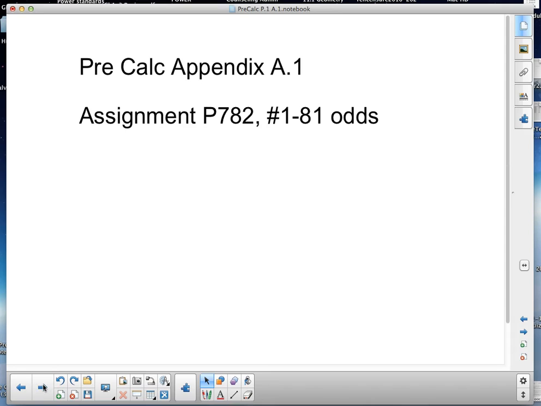And there we go. We got PreCalc Appendix A, A.1. The assignment is page 782, numbers 1 through 81, odds.